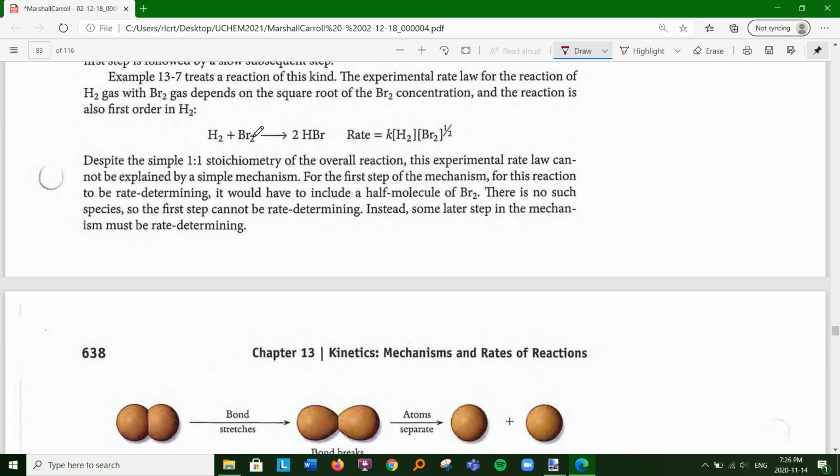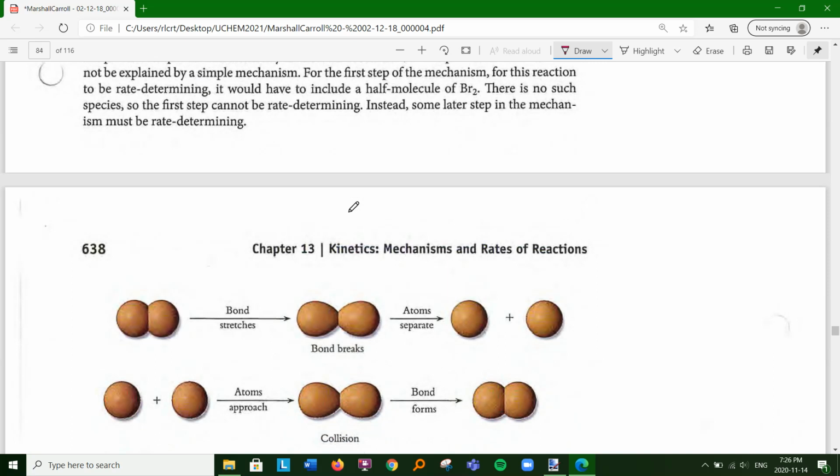You don't just take a hydrogen and bromine and smash them together, but rather there's this square root of Br2 in the rate law. So for the first step of the mechanism to be rate determining, it would have to include a half molecule of Br2. There isn't such a species, so the first step can't be rate determining. Instead, something else has to be rate determining. So let's see what happens here.